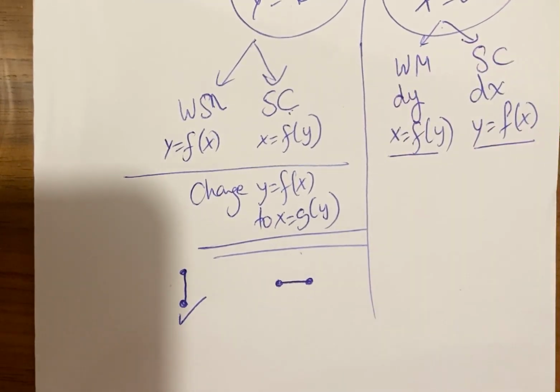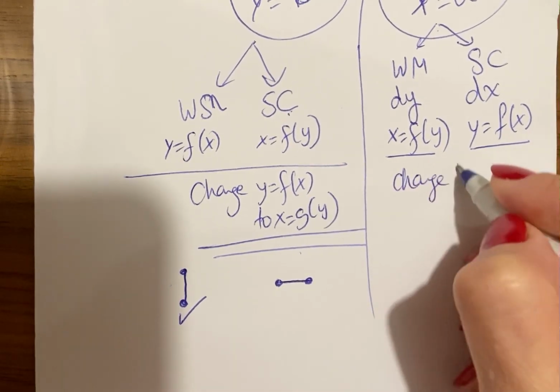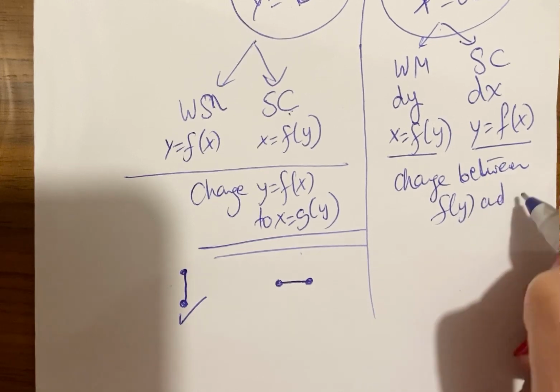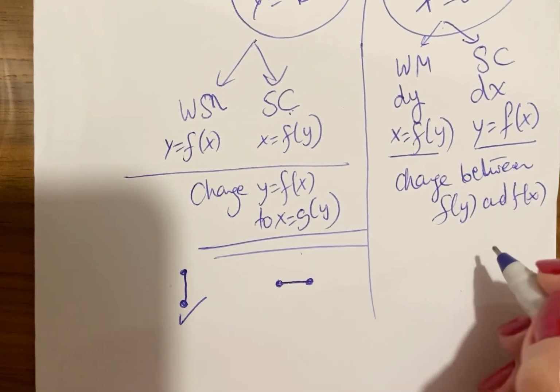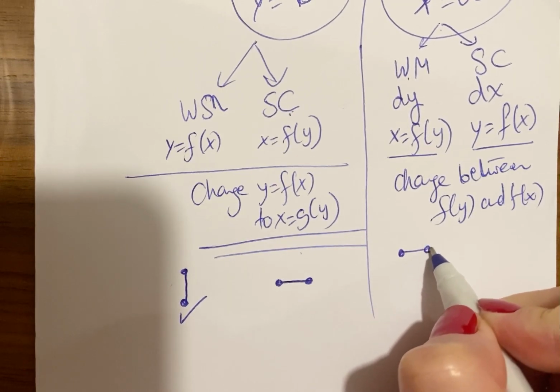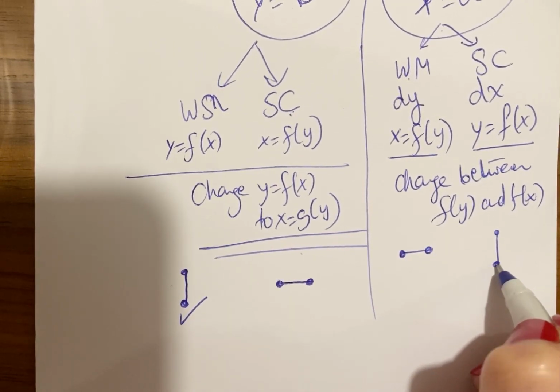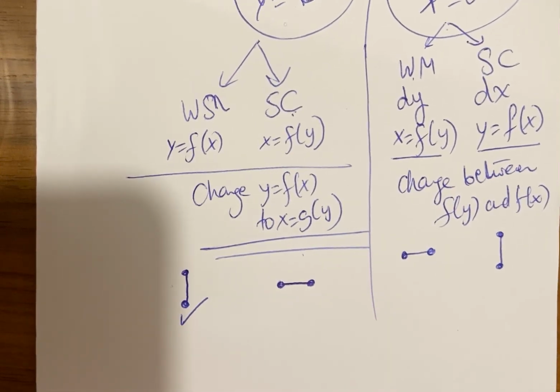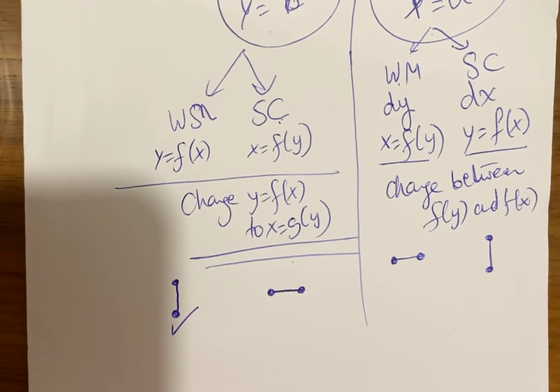You cannot choose. But if you can change between f of y and f of x, you can rewrite them. Then again, for washers method, you draw a horizontal line. For cylindrical shells method, you draw a vertical line, and you see which one makes things easier, just as I did in the two previous examples that I had.